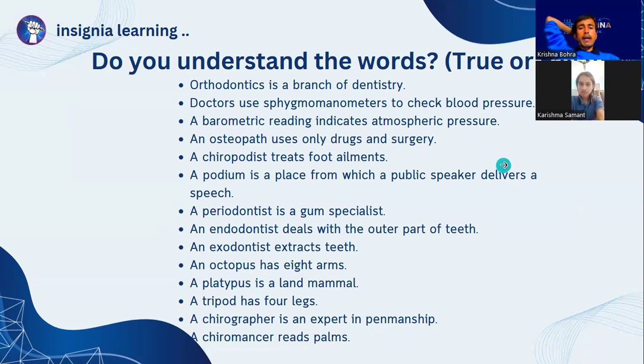Okay, orthodontics is a branch of dentistry. Yes, dentistry. Wonderful. Doctors use sphygmomanometers to check blood pressure. True or false? Yes. A barometric reading indicates atmospheric pressure. Barometer. Yes. An osteopath uses only drugs and surgery. I think no. They can do a lot of things also. Okay.